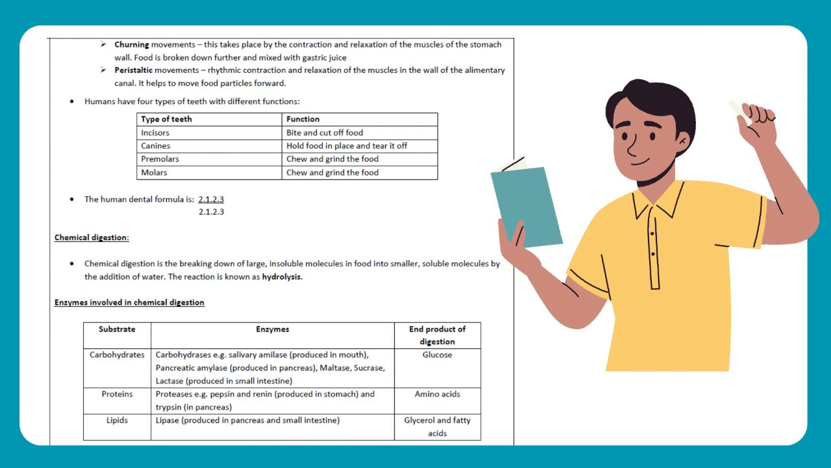Carbohydrates, carbohydrases, e.g. salivary amylase, produced in the mouth. Pancreatic amylase, produced in the pancreas. Maltase, sucrase, lactase, produced in the small intestine. End product: glucose. Proteins, proteases, e.g. pepsin and renin, produced in the stomach, and trypsin in the pancreas. End product: amino acids. Lipids, lipase, produced in the pancreas and small intestine. End products: glycerol and fatty acids.